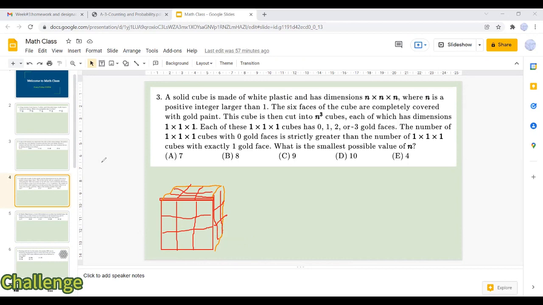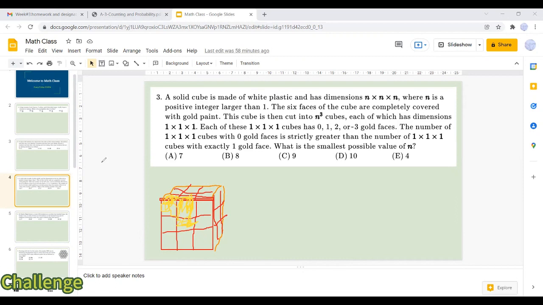The cubes that would have three faces of paint on them would be the corner cubes here. The pieces that are going to have two faces of paint on them are the cubes that are here, on only the top and the front facing. And the cubes that are only going to have 1 face of gold paint on them are the face cubes in the middle. And the cube that's going to have 0 faces of paint on them is the cube in the middle.